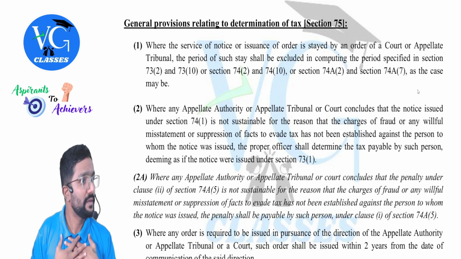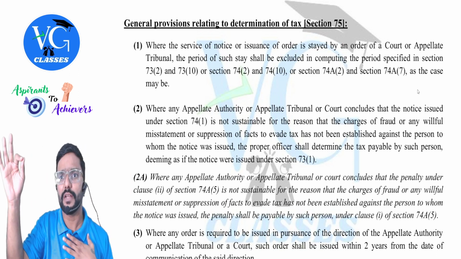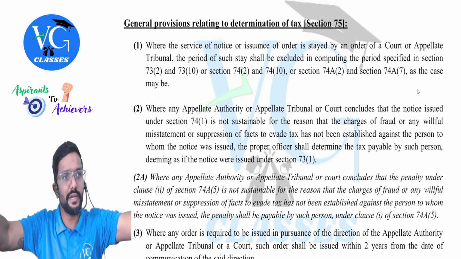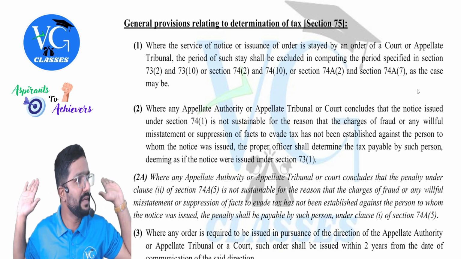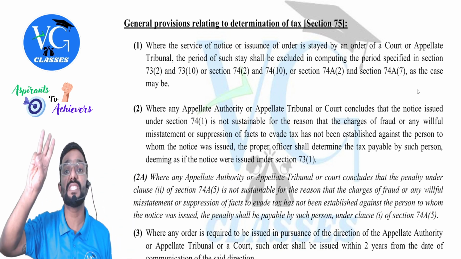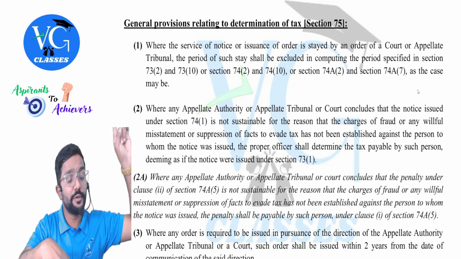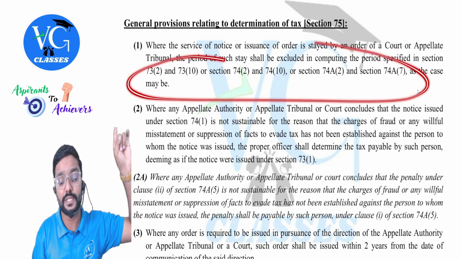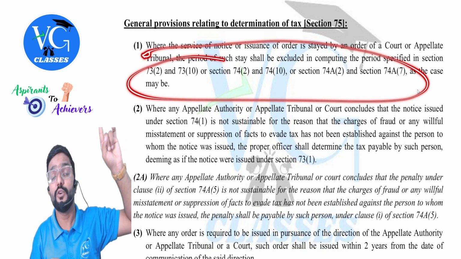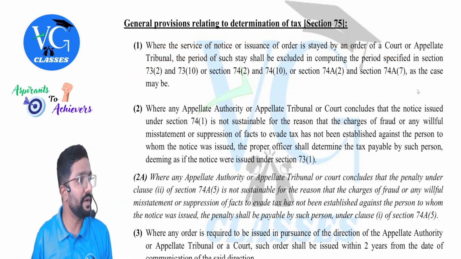You know what is stay order, no? Court has told, don't do anything till I tell. Assume the court has passed a stay order for 3 months. So, while counting the time limit to issue notice or to issue order, should we count that 3 months? No, we need to exclude it.